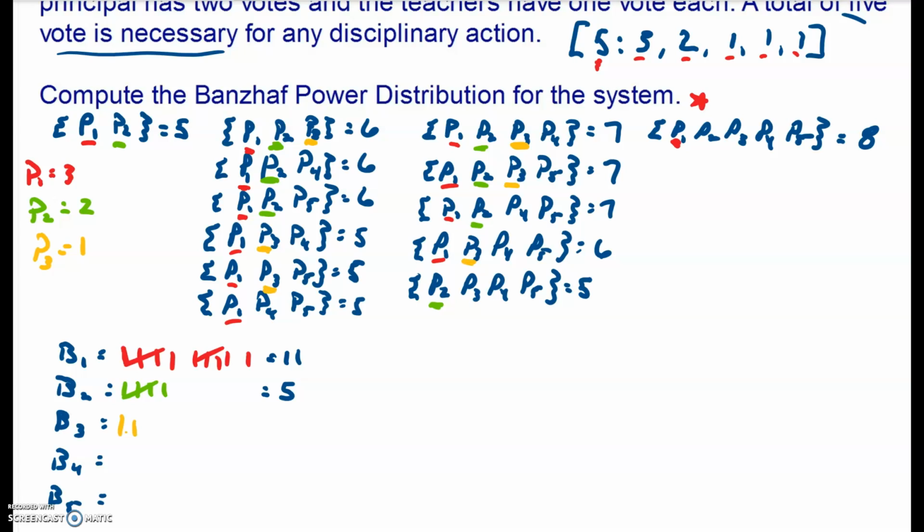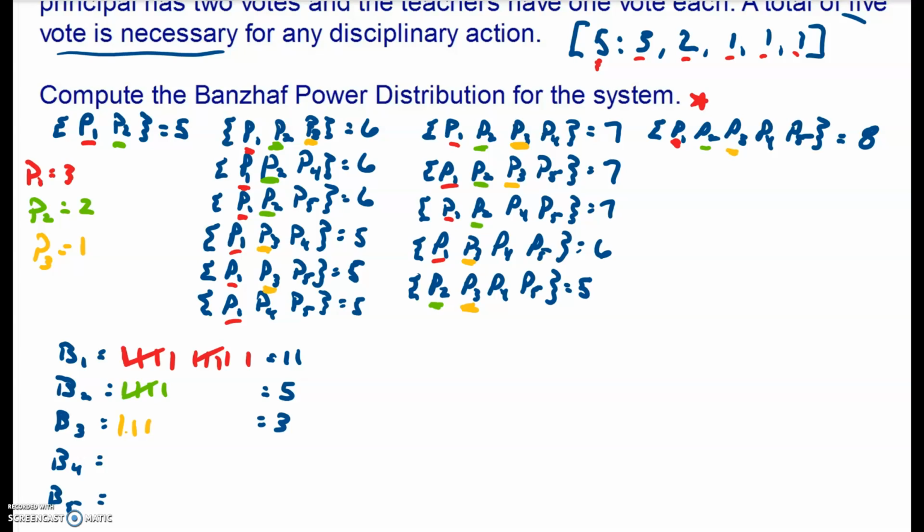7 minus 1, not critical. 6 minus 1, not critical. Here, 5 minus 1 is 4. That's less than 5. Critical here. And finally, not critical here. So player 3 has a Banzaf number of 3.